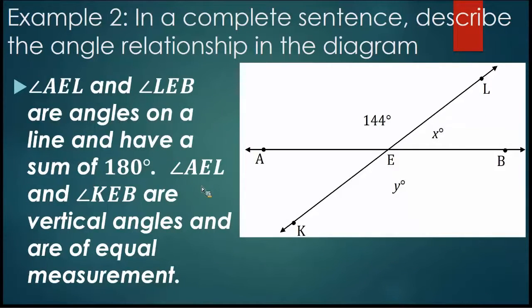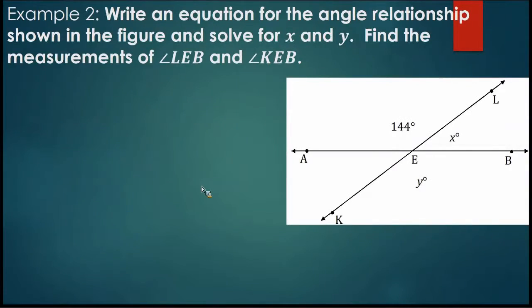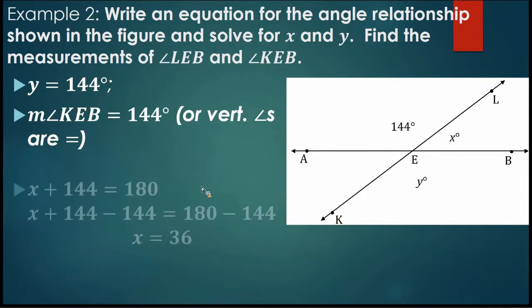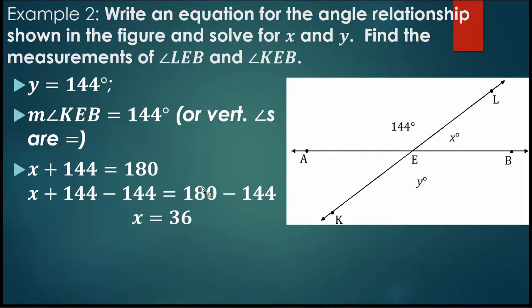So we have two different things that we're solving here. So first, y equals 144 degrees. Why? Because of vertical angles. Y, or KEB, is equal to AEL. It will always be equal because of vertical angles. So y is 144 degrees. To find x, we're going to take x plus 144 equal to 180. We subtract 144 from both sides of the equal sign so that we solve for x alone. Well, x then must equal 36 degrees.